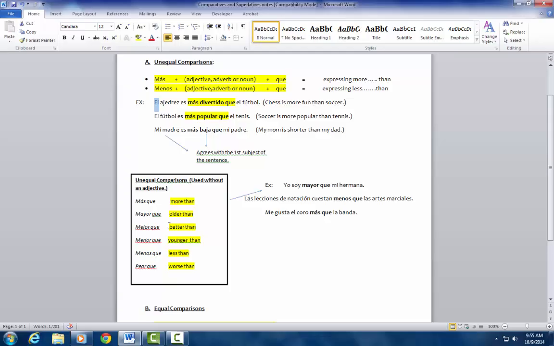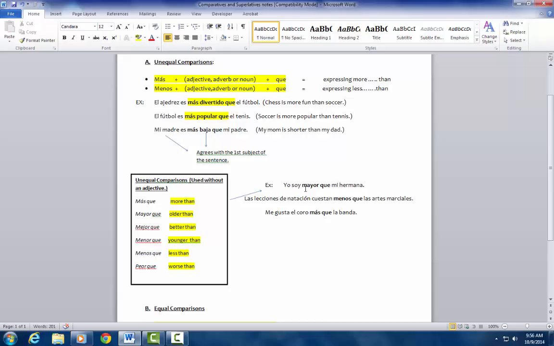Okay, so I kind of have some little tricks to help you remember these. Mayor. Mayor looks like the word mayor in English. Think of a mayor as being an older person, hence the word older. Okay, let's take a look at menor. Menor looks like the word minor in English. A minor is someone that is young.